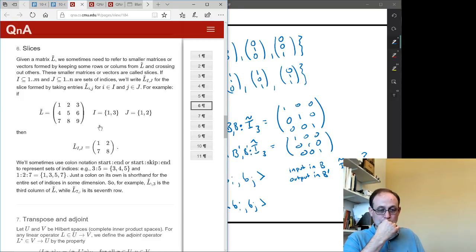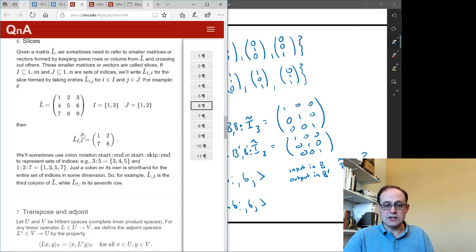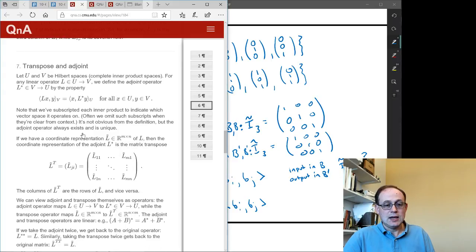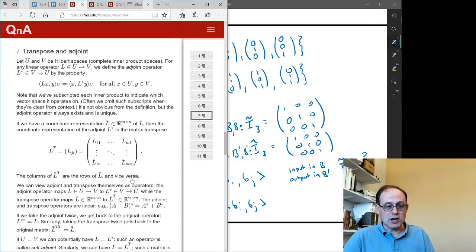And we'll use a notation for slicing. 3:5 is the indices from 3 to 5, and 1:2:7, where 2 is a skip, is 1, 3, 5, and 7. So that's just a useful operation that we'll use sometimes. Maybe some more important operations we'll discuss in the remainder of the notes.